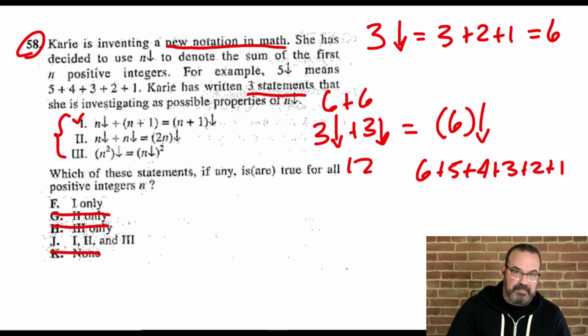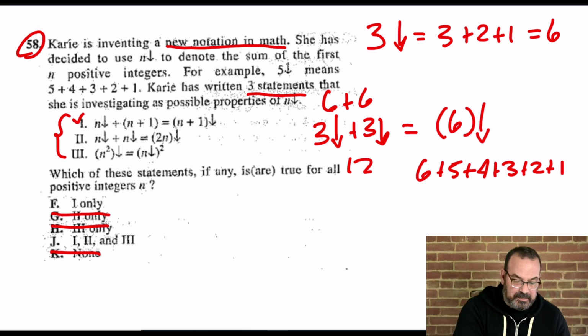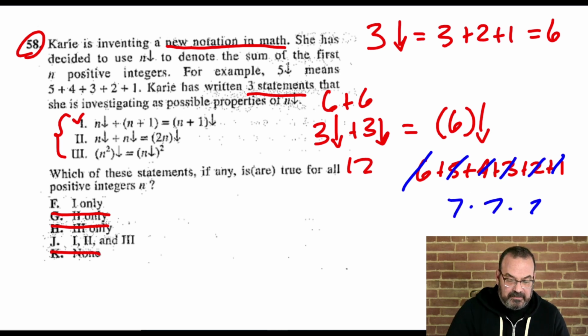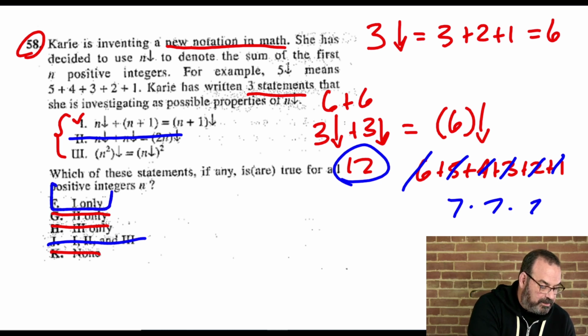One of the fun ways to add up strings of integers is to pick the ends. 6 plus 1 is 7. 2 plus 5 is 7. 3 plus 4 is 7. The answer is 21. Is 12 equal to 21? Nope. 2 is wrong. The correct answer is 1 only.